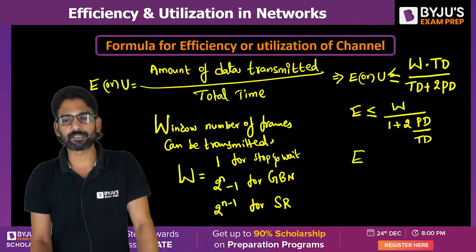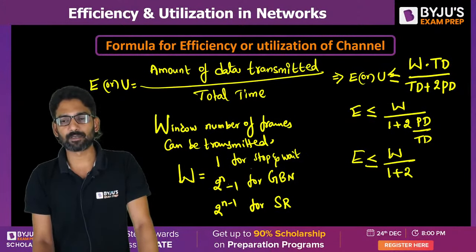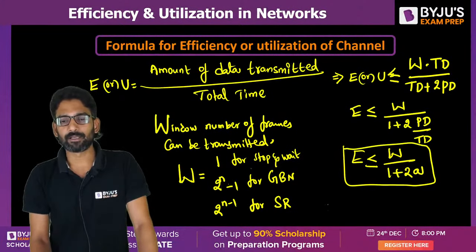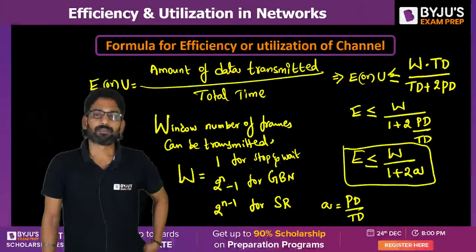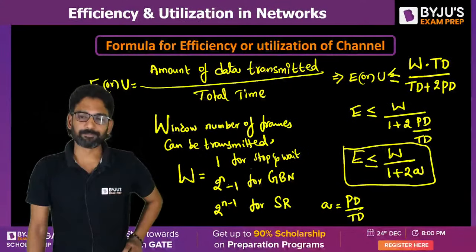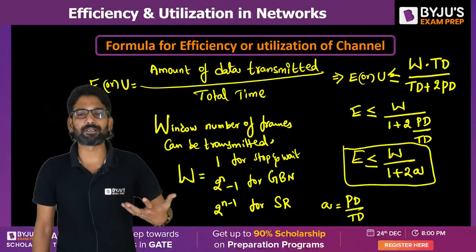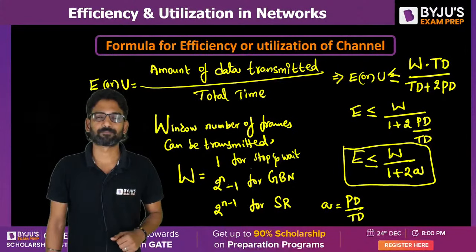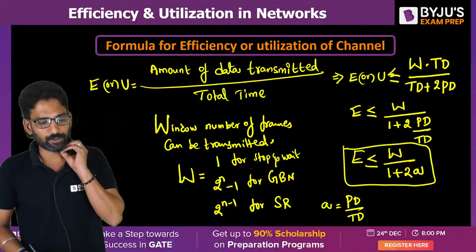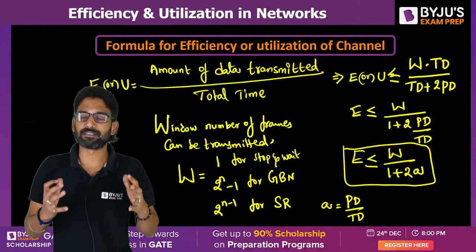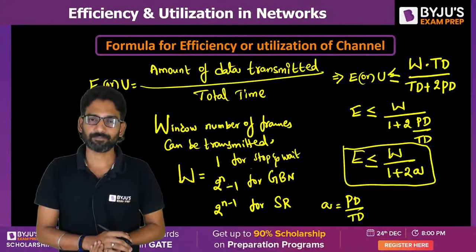So efficiency or utilization is now W by 1 plus 2A, where A is equal to PD by TD. If I substitute A for PD by TD, it becomes W by 1 plus 2A, right? So this is the efficiency or utilization formula. This is how we got it.